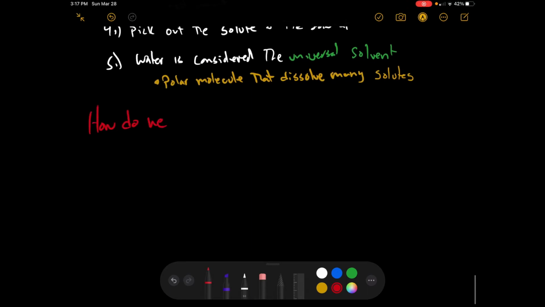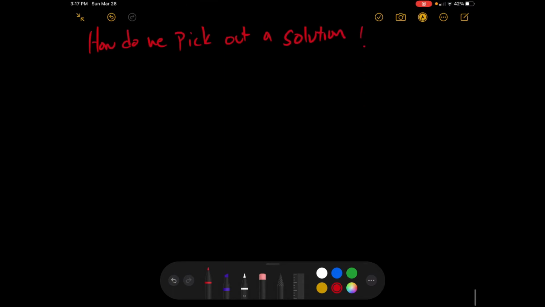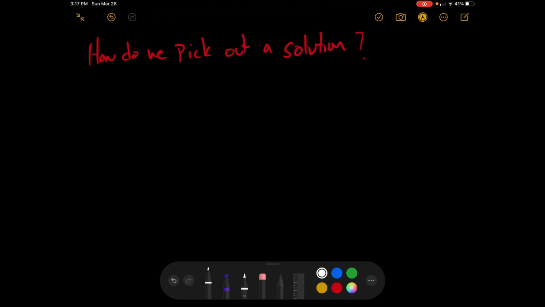Okay, today what we're going to learn to do is, here's our question for the day. How do we pick out a solution? So that's our question. So in order to do this, we kind of got to backtrack a little bit. So let me give you kind of like a flow chart. Okay, here it goes. Pretty much everything we see is made up of matter, right? And matter is anything that has mass and takes up space.